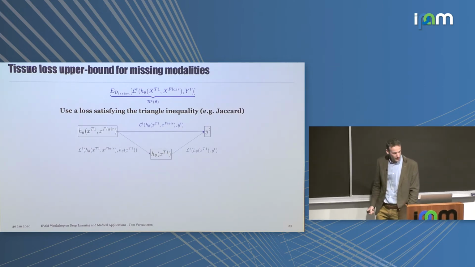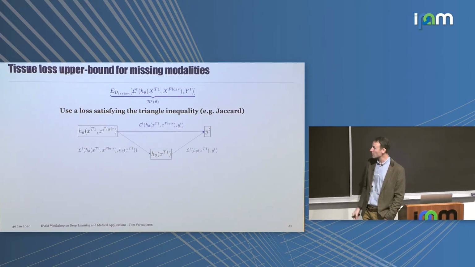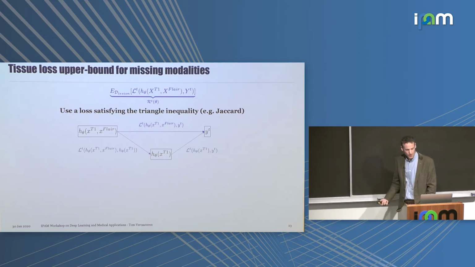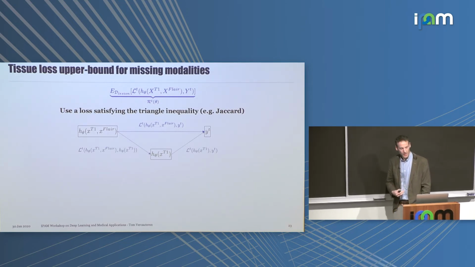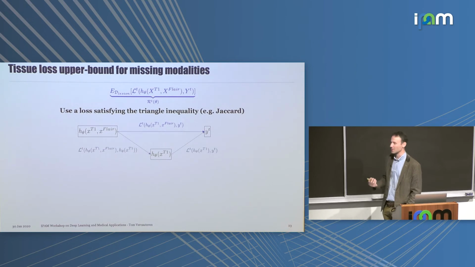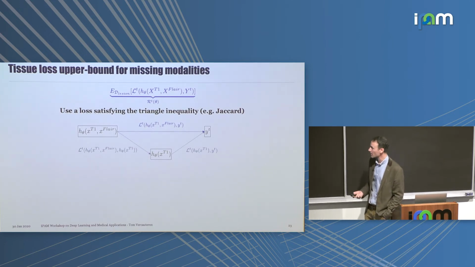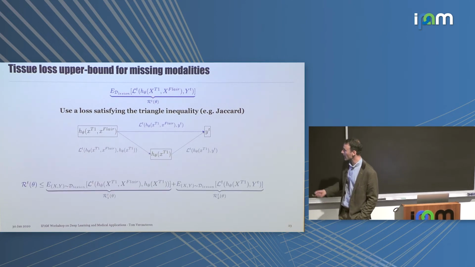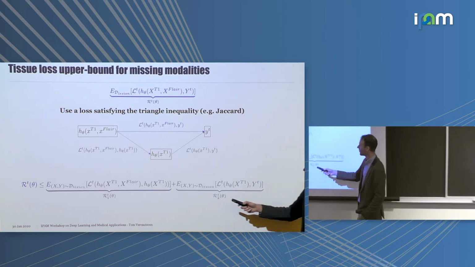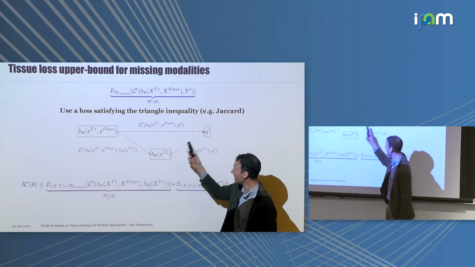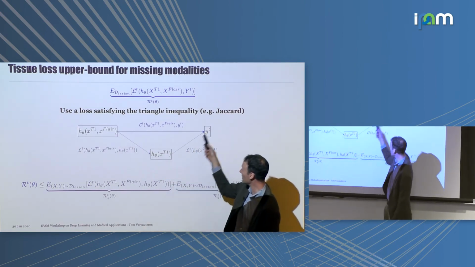So what we decided to do for this case here is to focus on a class of losses that gives us some nice properties, and this nice property we're after is actually the triangle inequality. Not all losses abide by the triangle inequality, but some do, the Jaccard being one of them. And if we have the triangle inequality, then the distance between these two should be smaller than the distance between these two plus the distance between these two.